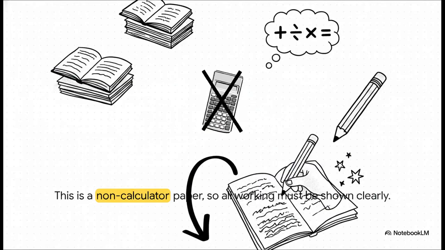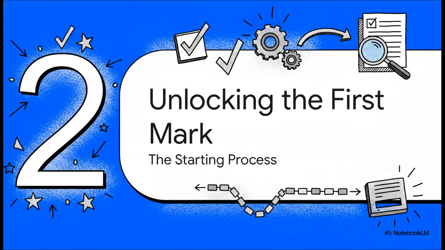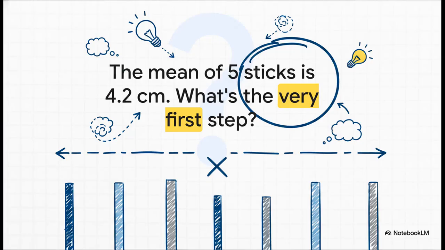And here's another thing to notice. This is a non-calculator paper. That's not just to make it harder, it's another hint from the examiner. They want to see your brain at work, all laid out on the page. Writing down your working isn't just good practice. It's literally how you get the points. So how do we even start? Well, we're going to use the official mark scheme as our secret weapon, our roadmap. This way, we can build our answer exactly how an examiner wants to see it, bagging each mark one by one.